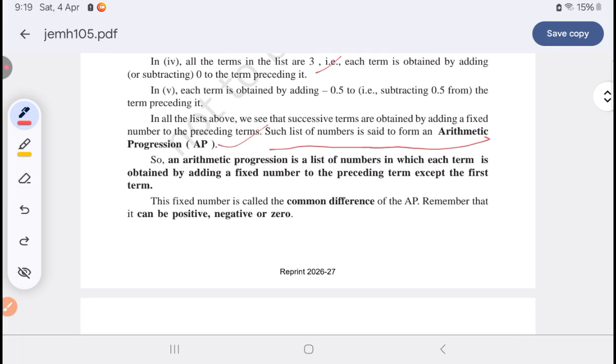So, an arithmetic progression is a list of numbers in which each term is obtained by adding a fixed number to the preceding term, except for the first term. The fixed number is called the common difference of the AP. Remember that it can be positive, negative, or 0.